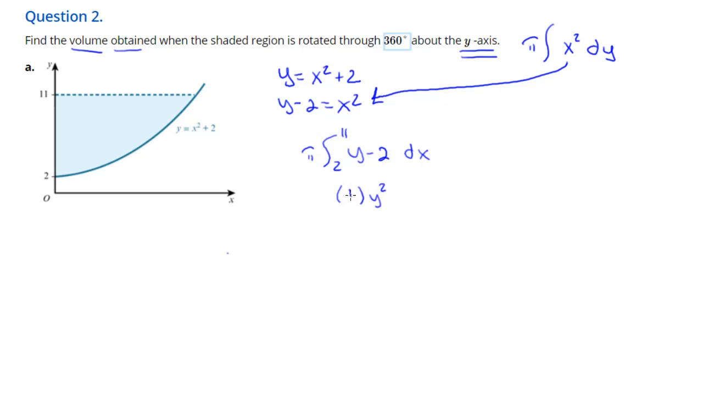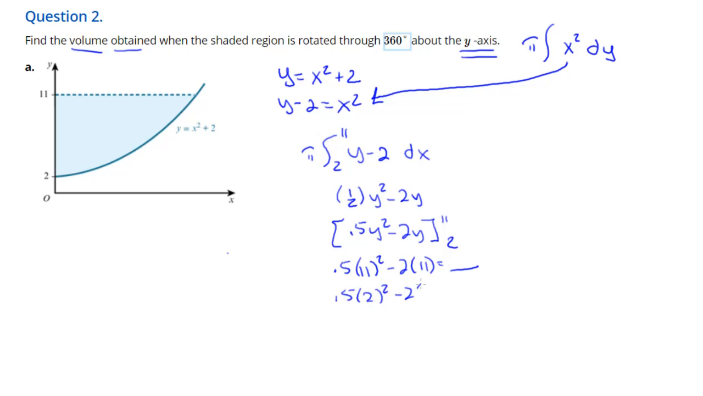And now all I've got to do is integrate. This is going to be 1/2 y squared minus 2y. And then when I clean it up, it's going to look like this, and that's my function. And so now I'm going to put an 11 and a 2 in there. When I put in the 11, I'm going to get 38.5 pi. And when I put in the 2, I'm going to get a negative 2 pi. And so when I subtract those, I'm going to get 40.5 pi.